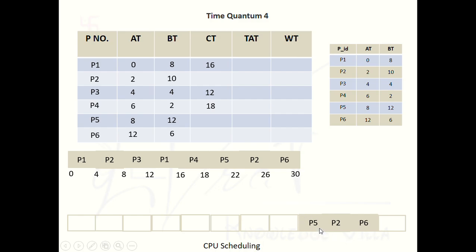Now P5 will get the CPU and execute. Before this, P5 got the CPU from 18 to 22, for 4 time units, and the actual requirement of P5 was 12. So again we will allocate CPU for 4 time units. 30 plus 4 is 34. So P5 got the CPU 2 times, 18 to 22 and 30 to 34. So completed work of P5 is 8 time units. The actual requirement is 12, so P5 requires CPU for 4 more time units. So P5 will go to the waiting queue, and again P2 will get the CPU.